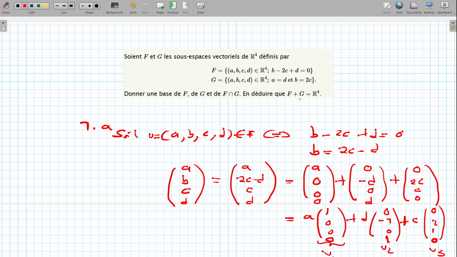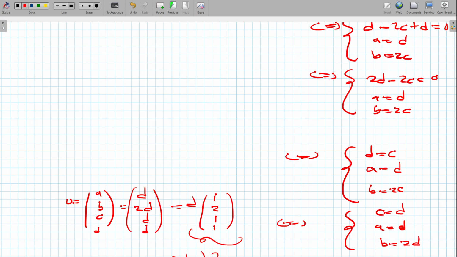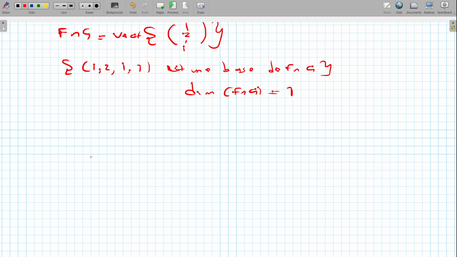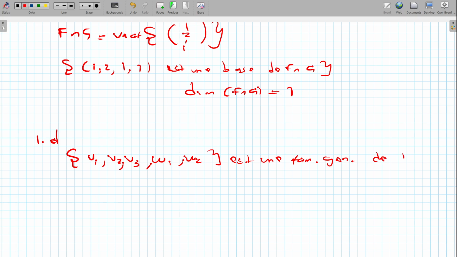Then the last question is saying, on déduit que F plus G is equal to R4. Remember that if I take the union of the basis of F and the basis of G, I'm going to get a famille génératrice of F plus G. So this is V1, V2, V3, and then if I take W1 and W2, this is going to be une famille génératrice de F plus G, like so.